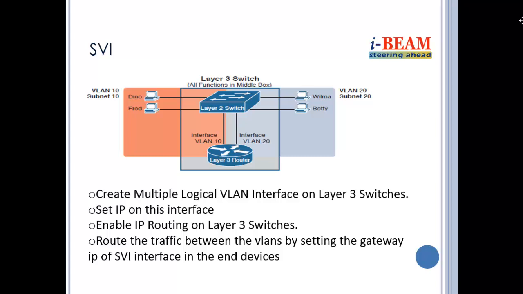Okay, SVI. How to do the SVI? SVI is when we have a layer 3 router or layer 3 switch, we can create multiple logical VLAN interfaces on the layer 3 switch. For VLAN 10, interface VLAN 10. For VLAN 20, interface VLAN 20. Then route the traffic between the VLANs by setting the gateway IP of the SVI on the end devices. This is how SVI works.